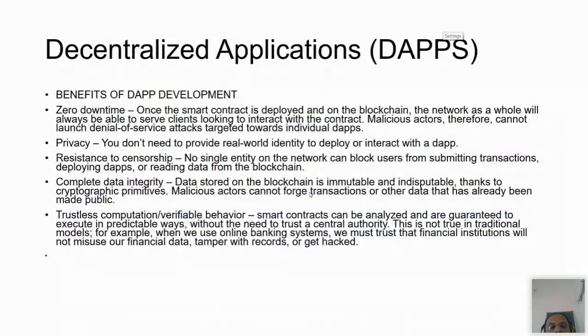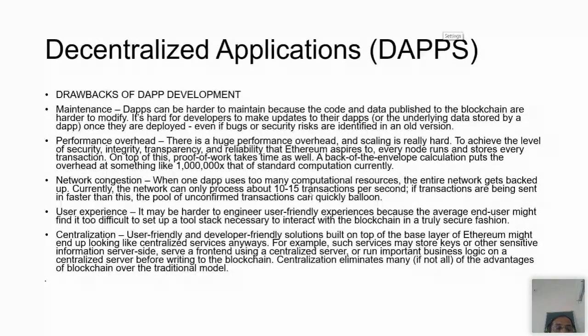Here there are a few pros and cons: zero downtime, privacy, resistance to censorship, complete data integrity, trustless computation and verifiable behavior. These are a few things. On the downside, what is the downside?